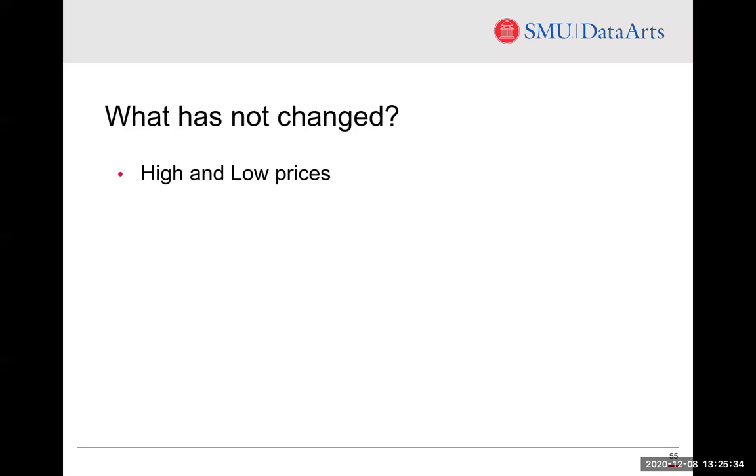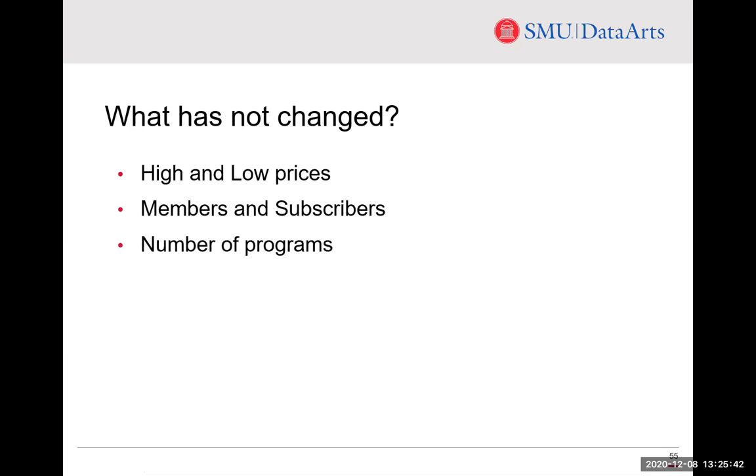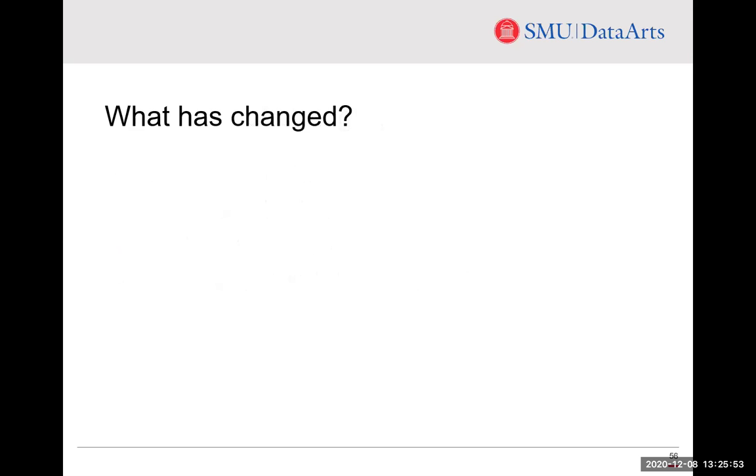Next, we'll look at program activity and what has not changed. We still collect high and low prices for tickets, members and subscribers. We still collect the number of programs. We collect the number of attendees. So the format is a little different. We'll collect your attendance as one large number as opposed to specific numbers for each type of program.